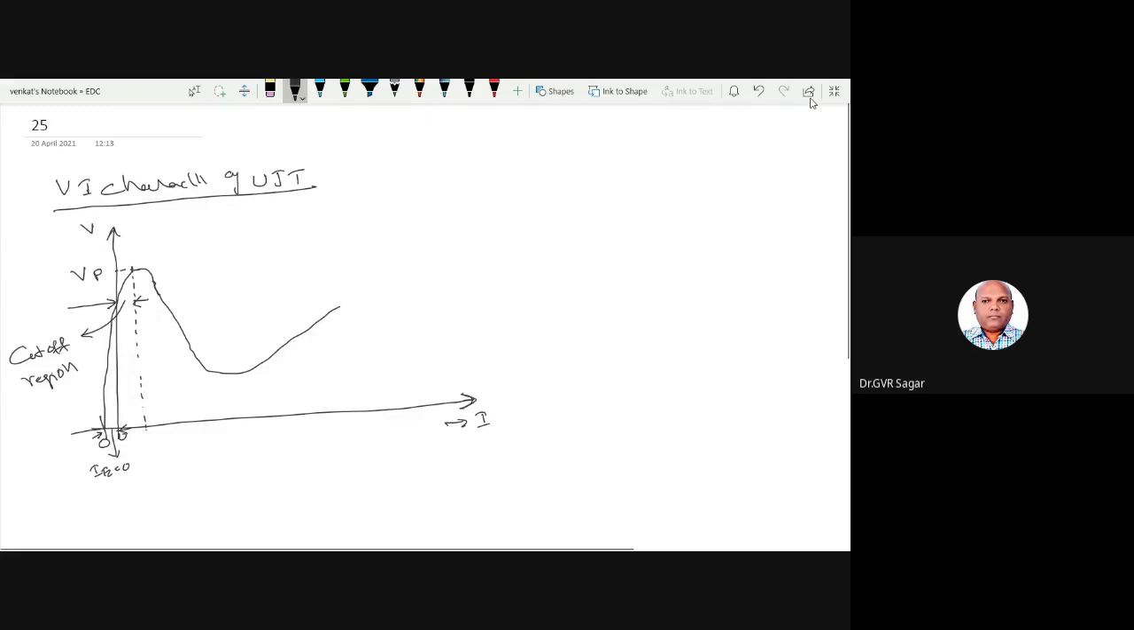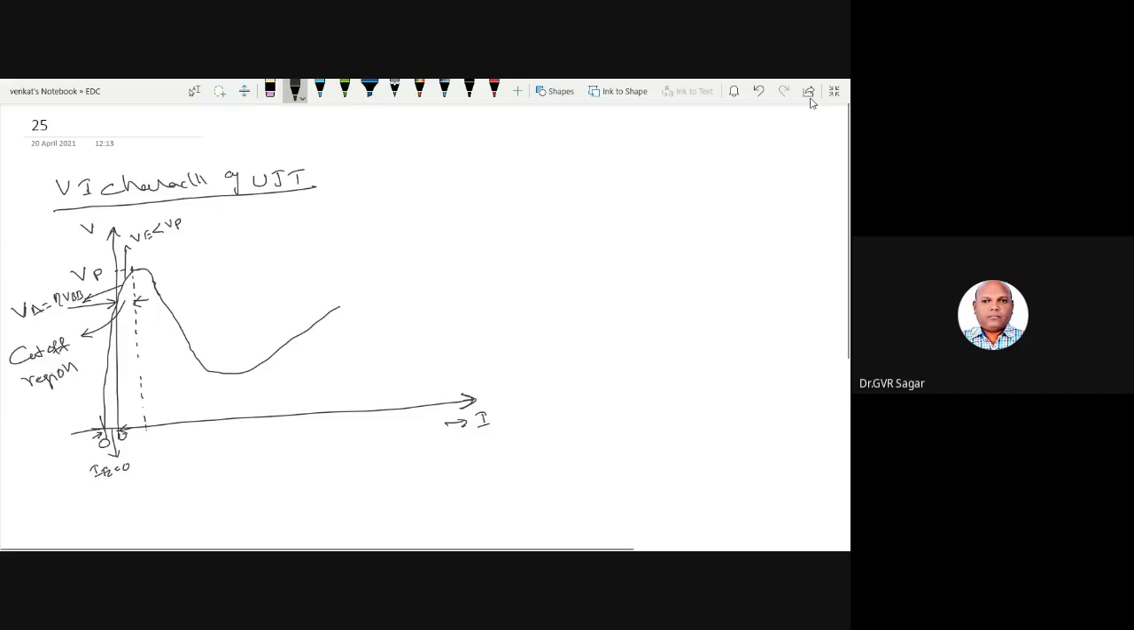At this peak voltage, before reaching the peak voltage, the existing voltage here is due to eta into VBB. ఇది ఆల్రెడీ η upon VBB అని చెప్తాం కదా. As VE goes on increasing, when VE is equal to 0 and VE goes on increasing, this region is called as VE is less than VP. Is it not? VE is less than VP. So this region is happened.